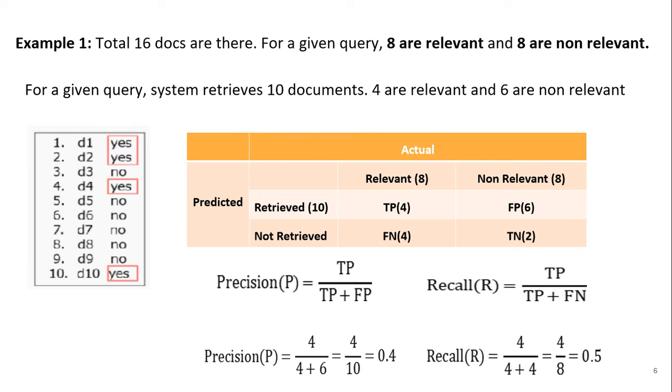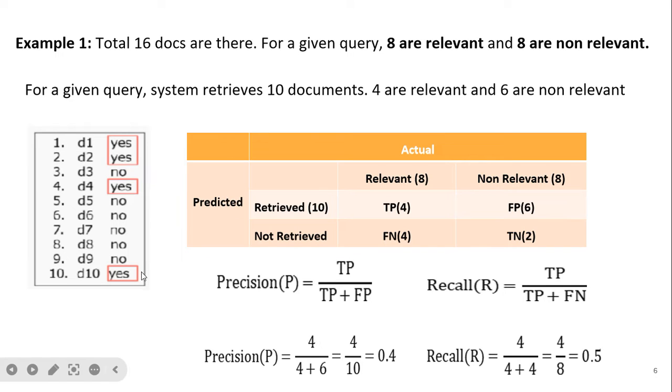Now we will see the example. Total 16 documents are there. For a given query, 8 are relevant and 8 are non-relevant. For a given query, the system retrieves 10 documents, 4 are relevant and 6 are non-relevant. So first we will write down this table.